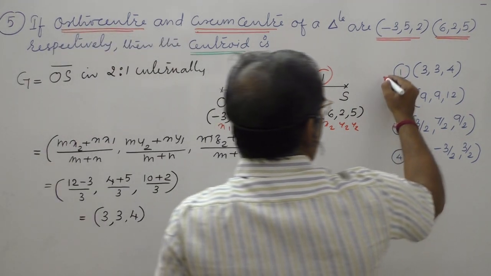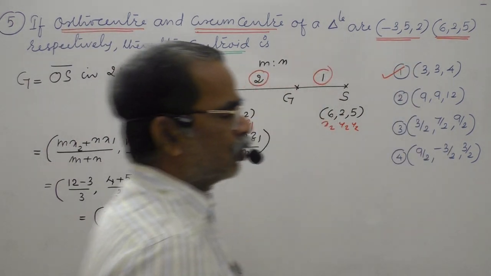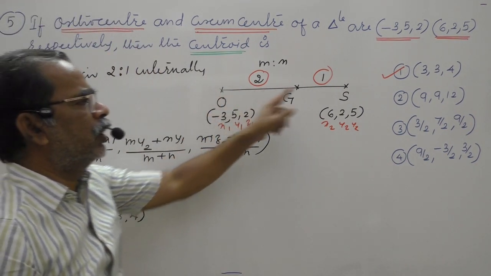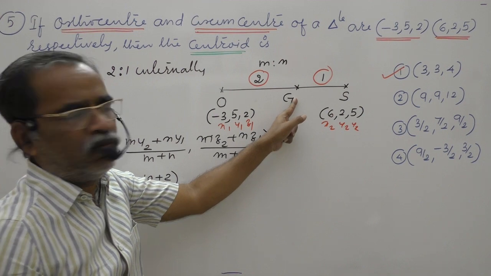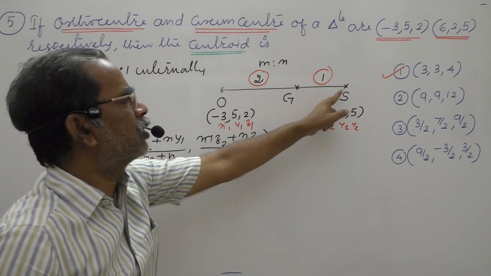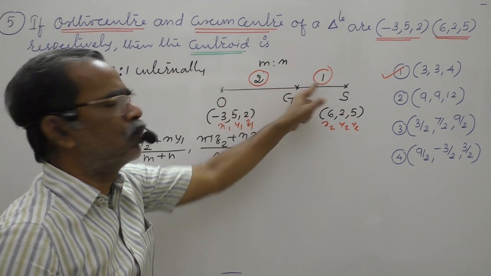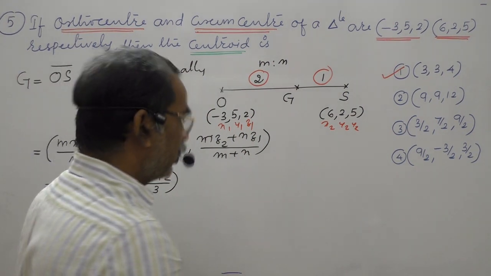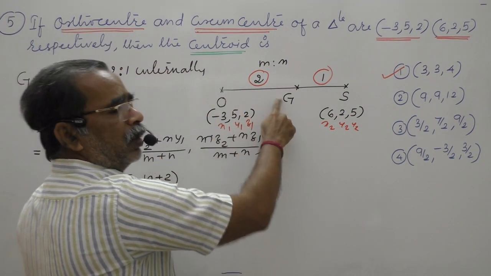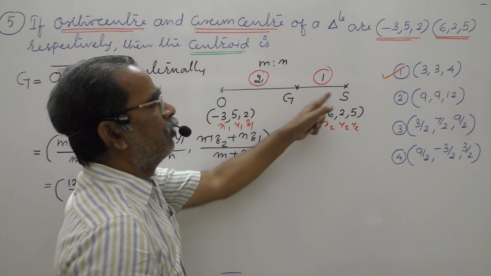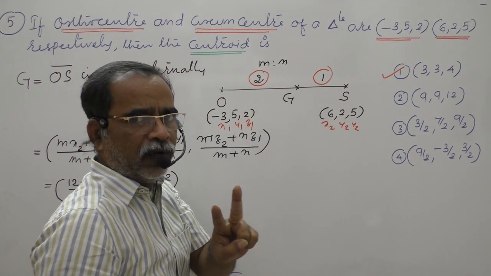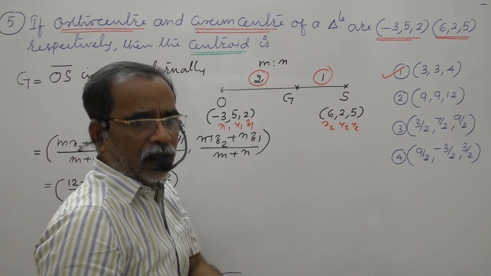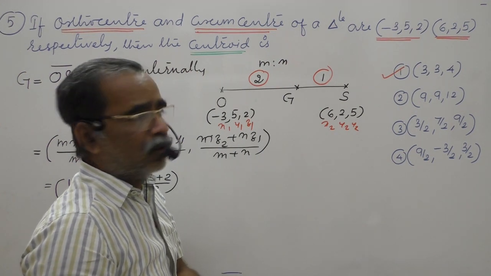Therefore, first option. Yes. So in this problem, orthocenter and circumcenter are given, and we have to find the centroid. Here G divides OS bar in the ratio 2:1 internally. Sometimes these two will be given. Among the 3 points, 2 will be given and the remaining point will be asked to find.